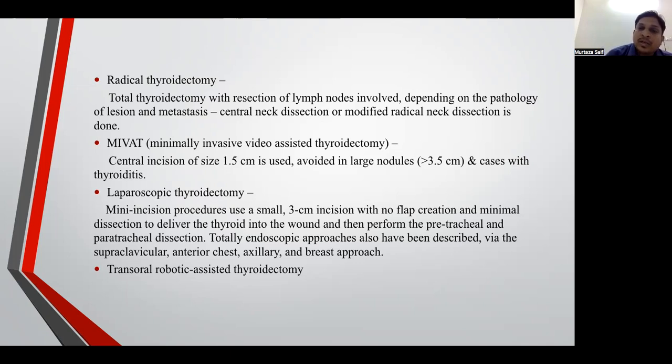Totally endoscopic approaches have also been described by the supraclavicular, anterior chest, axillary and breast approach, and transoral robotic assisted thyroidectomy, through the lower jaw. So these are the common methods for radical thyroidectomy: total thyroidectomy with resection of the lymph node involvement depending on pathology, central neck dissection or modified radical neck dissection. So this is the radical thyroidectomy.